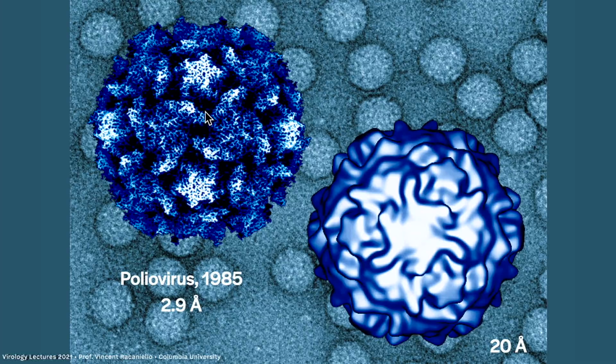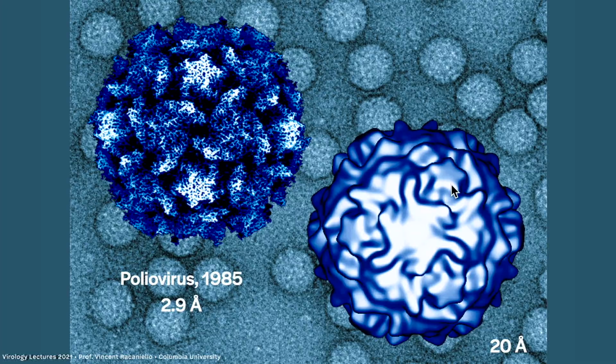And then on the lower right is the cryo-EM structure of the same virus, and that's 20 angstroms, much lower resolution. You can just see the general shape of the particle, but you can see some features. For example, you see, hey, this is a star, isn't it?